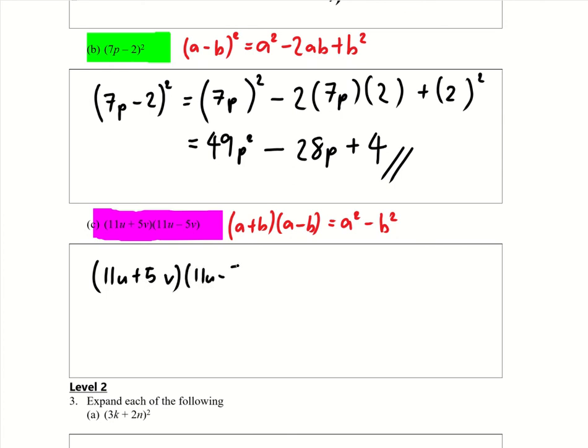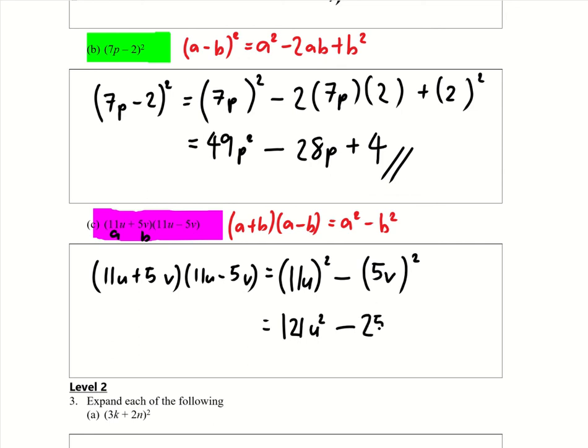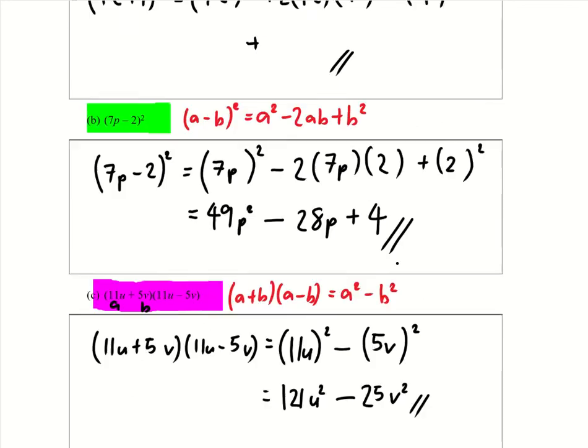11u minus 5v. So if I expand this, I will have a square, so bracket square, minus b square, minus another bracket square. So my a in this case is 11u, my b is 5v, so 11u and 5v. So 11u, expanding this bracket, 11u square, 11 square is 121, u square is simply u square, minus 5v square is simply 25v square. And that's it.